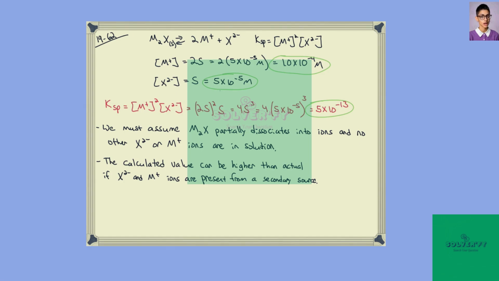We also need to make the assumption that X2- does not behave as a base, and that M+ does not behave as an acid. These assumptions rarely are true. Anions often do behave as bases, and cations often do behave as acids. This will also affect the Ksp value that we calculate.